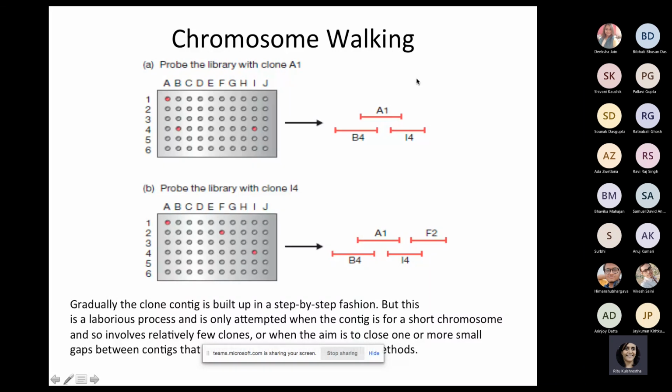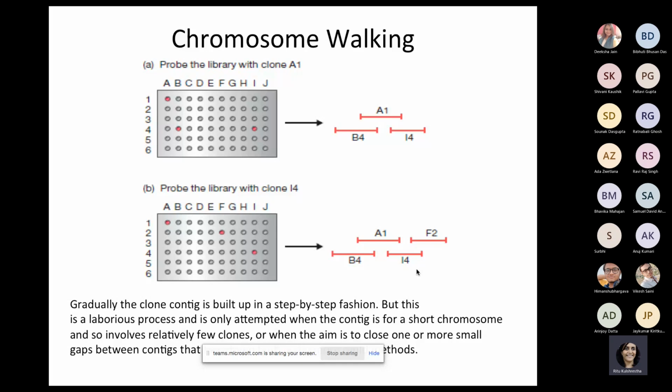Then what I do is generate probes from the ends of these assemblies that I've made. So I generate a probe for I4. Now I find that I4 is not only hybridizing with clone A1, but it also shows hybridization with F2. So now I know that B4, A1, I4, and F2 are close to each other. This is how, step by step, I walk the chromosome.